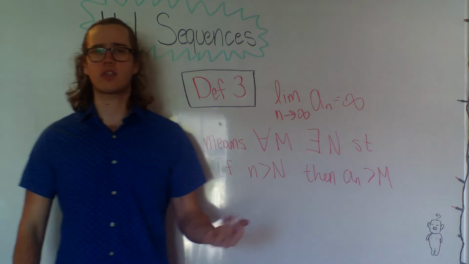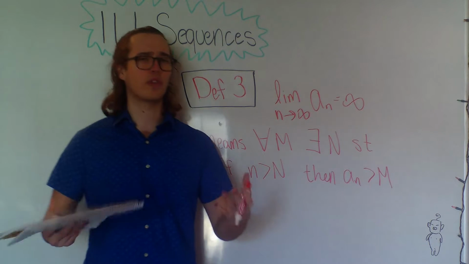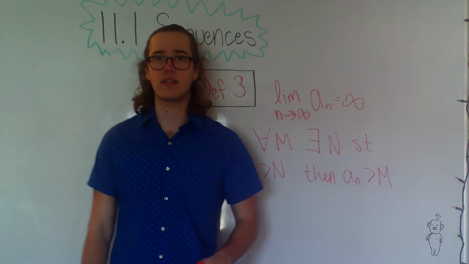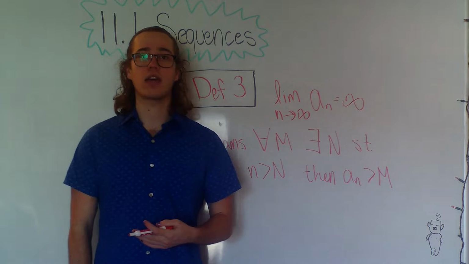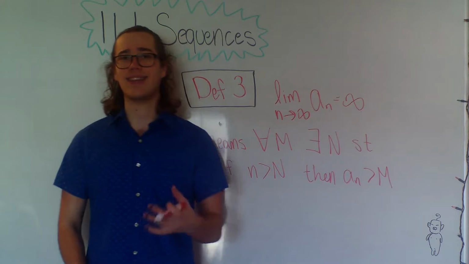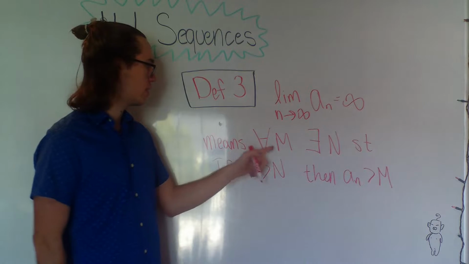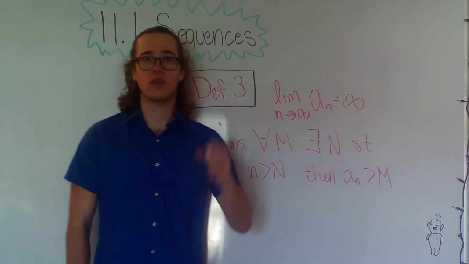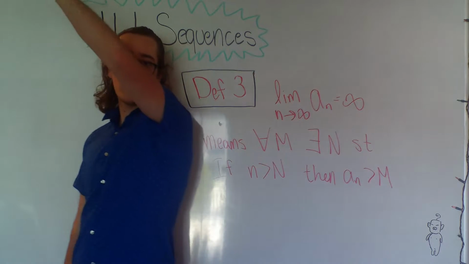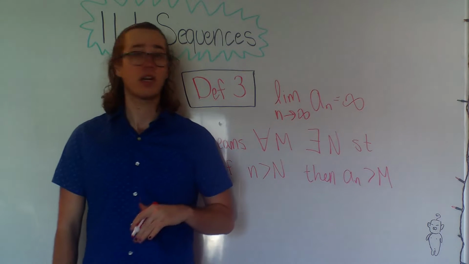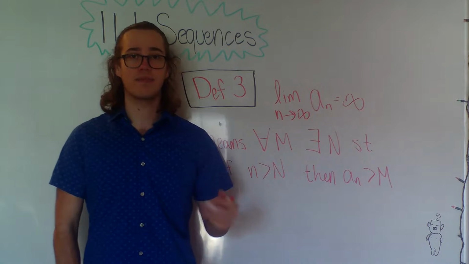In real person words, there will always be a number M such that a sub n is bigger than that number. So essentially, our sequence is always getting bigger and bigger and bigger, and then it will go to infinity.